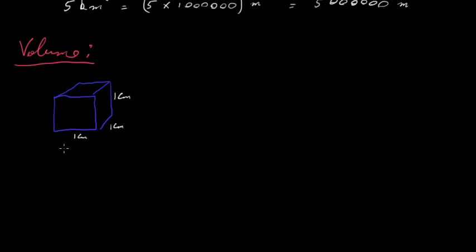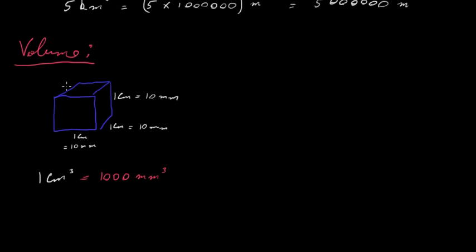Now 1 centimeter is 10 millimeters. So our 1 centimeter here is 10 millimeters, and our 1 centimeter here is 10 millimeters. Okay, so what's our conversion factor going to be? We have 1 centimeter cubed here. Now, how many millimeters cubed is that? Well, it's 10 by 10 by 10 millimeters cubed. So 1 centimeter cubed is 1000 millimeters cubed.